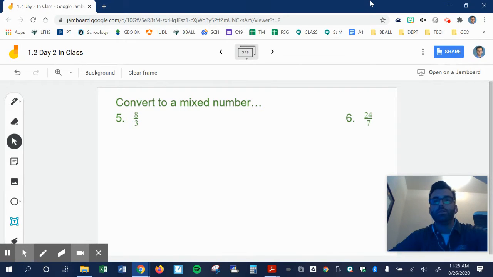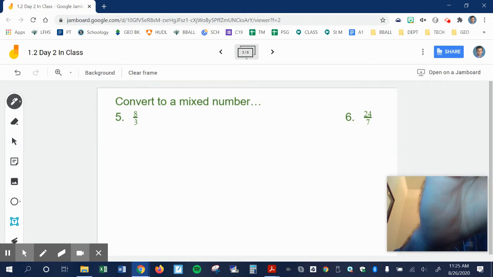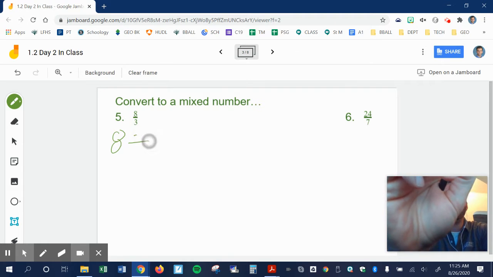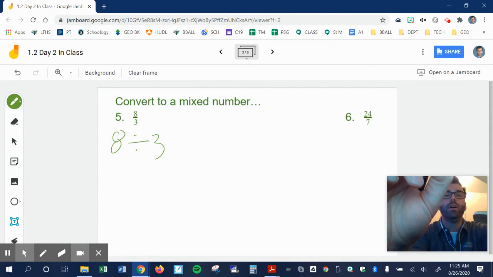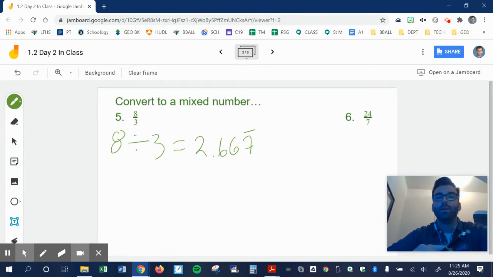Okay, what I'm going to do here for you is I'm going to do the odds, and then you're just going to do the evens yourself. When converting an improper fraction to a mixed number, I take my numerator and divide it by my denominator. So what I'm doing is 8 divided by 3. As you can tell, that's not going to give you a full answer. It's going to give you about 2.667-ish.